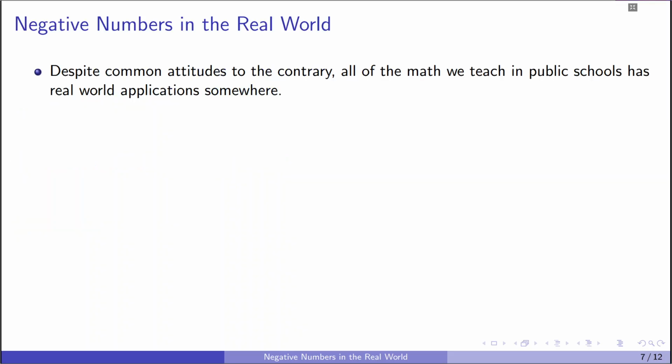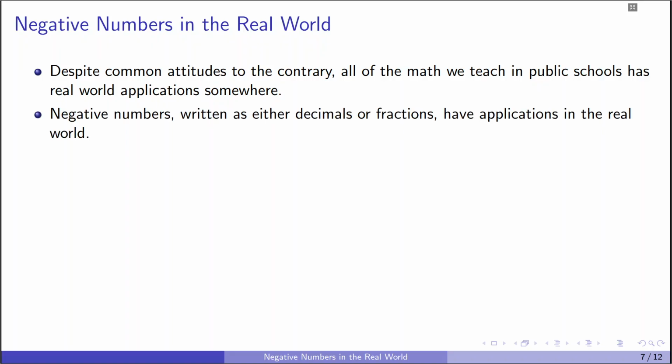Despite common attitudes to the contrary, all of the math we teach in public school has real-world applications somewhere. That doesn't mean every person in the world will use every math outcome in their daily lives, but it means every outcome in public school shows up somewhere. Negative numbers, written as either decimals or fractions, have applications in the real world too.